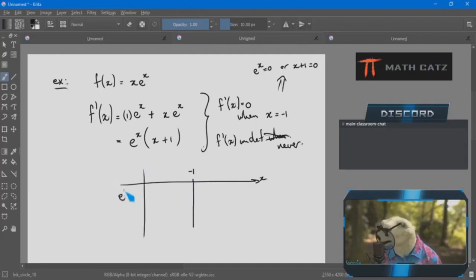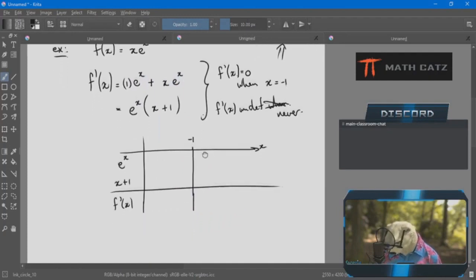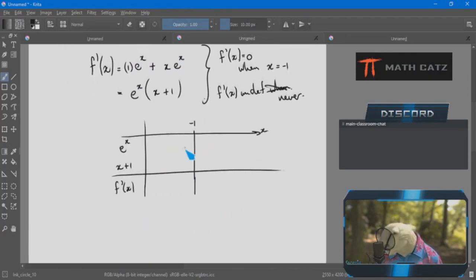So everything I list, e to the x, x plus 1, and they together give me the derivative. It has to be multiplication or division. I could not have taken the top, which had 2 terms. Okay, e to the x, again, I read it off my graph, it's always positive. X plus 1 is 0 when x is -1. It's in multiplication, going to make the derivative 0.